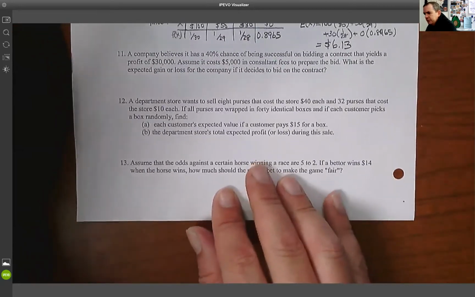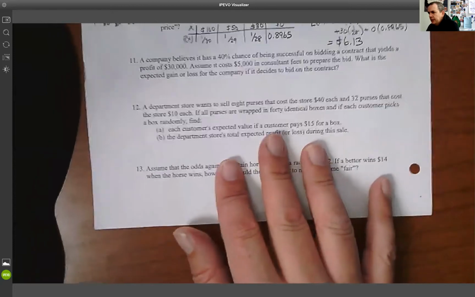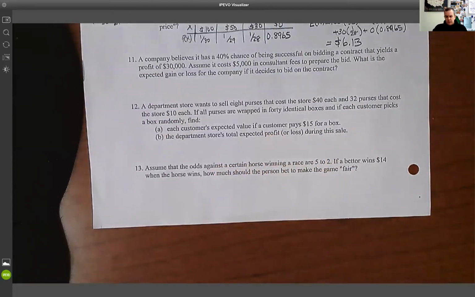number 12, because number 12 is a really good one as well. Number 12 says, a department store wants to sell 8 purses that cost the store $40 each and 32 purses that cost the store $10 each. If the purses are wrapped in 40 identical boxes and each customer picks a box randomly, what is each customer's expected value if you pay $15 a box?